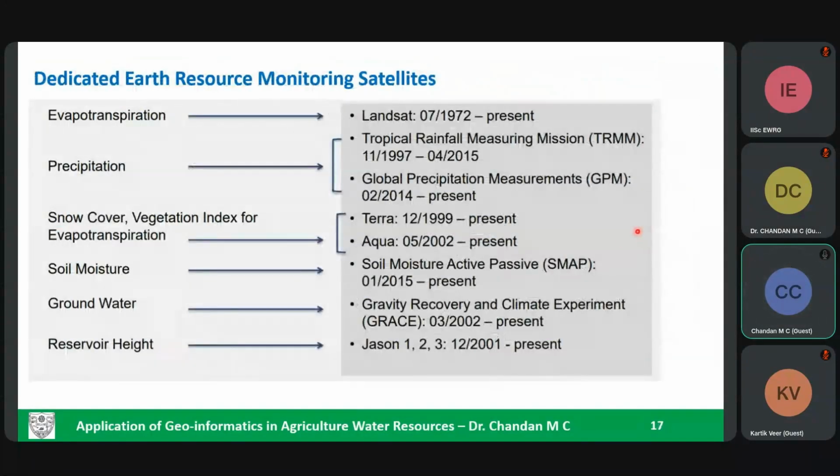We also have certain dedicated Earth resource monitoring satellites. For evapotranspiration, we have the Landsat series. Now the latest series is Landsat 9. And for precipitation, earlier we had the TRMM, that is Tropical Rainfall Measurement Mission. Now we have the GPM. For soil moisture, we have SMAP. And likewise, we have for groundwater also.